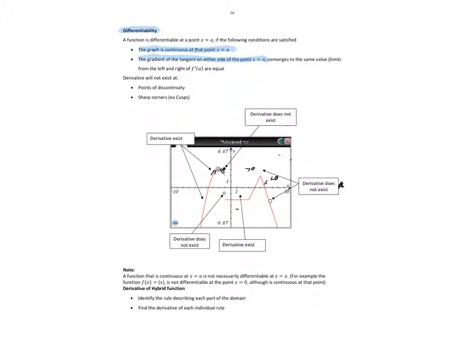Now that becomes important when we talk about giving a domain for our gradient function, or the domain for the derivative. We can work out derivatives for this graph. We can work it out over that section there and that section there. We can do those individual sections, but where the graph isn't defined, so there, a cusp, not defined, there's no derivative at those points.